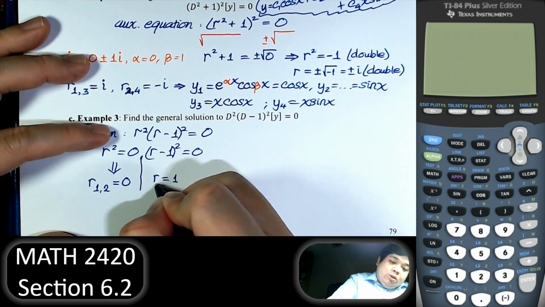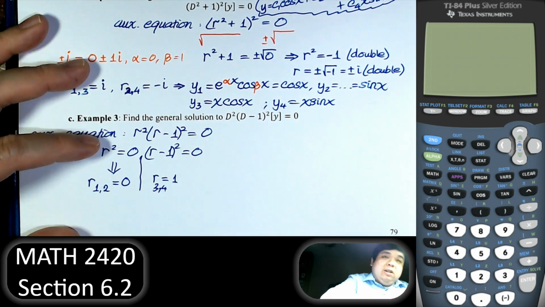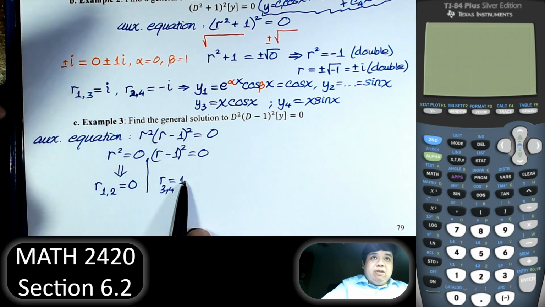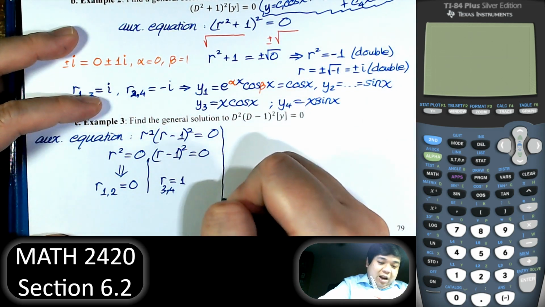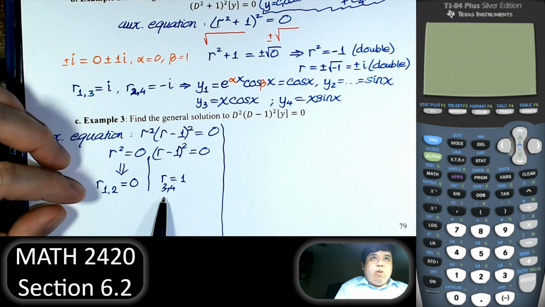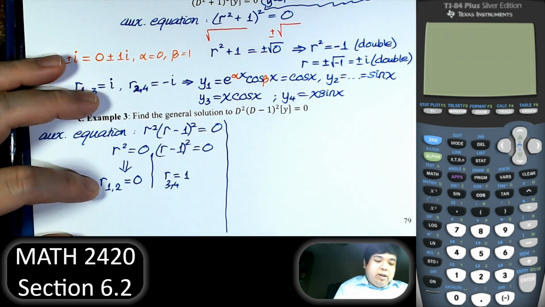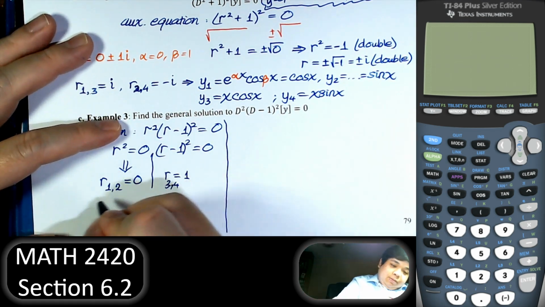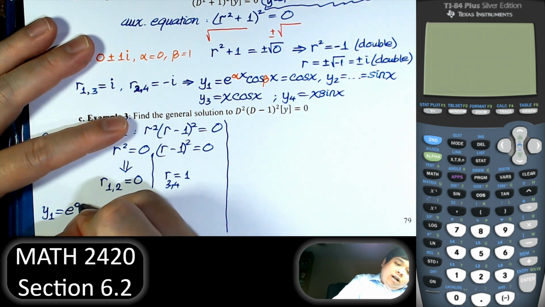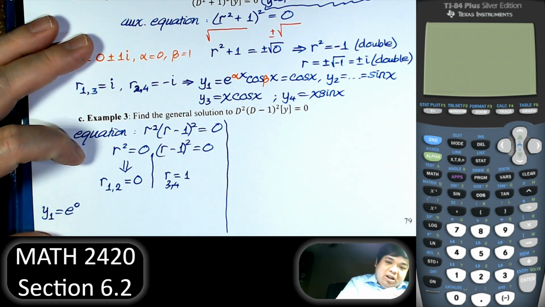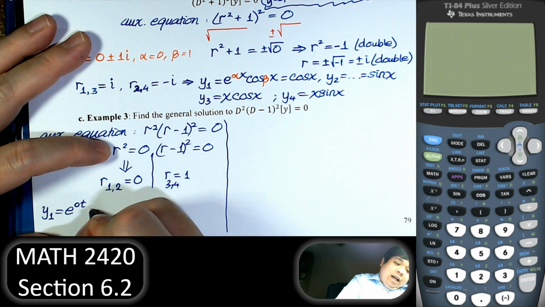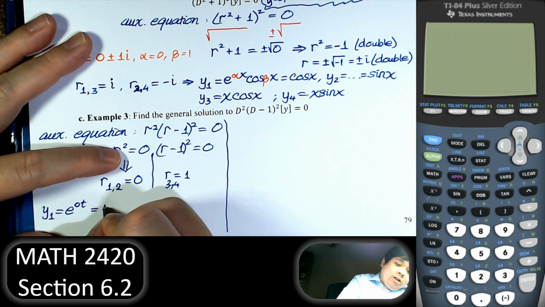It's multiplicity of 2, so let's say r3 and r4, right? Because this is multiplicity of 2, so whatever we have is going to be 2 covers 2. Right, so r1, r2, r3, r4. Now just write the solution. y1 is e to the 0 power of, we can use t or x, it doesn't matter. Let's use t here. e to the 0 power is 1, so y1 is 1.